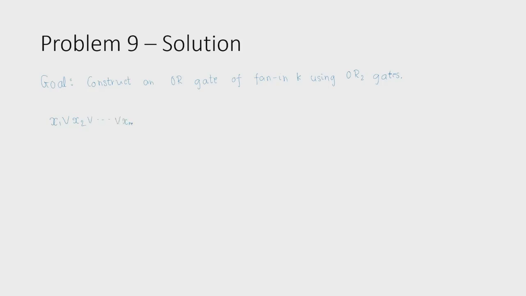For the sake of simplicity, I'll assume that k is a multiple of 2. That would make my life easier. This is x1 or x2 or ... xk over 2 or xk over 2 plus 1 or up to xk. Actually, let me assume k is not just a multiple of 2, but a power of 2, in which case I can write similar formulas for both of these parts, right?